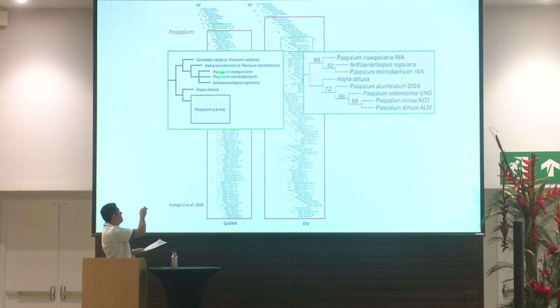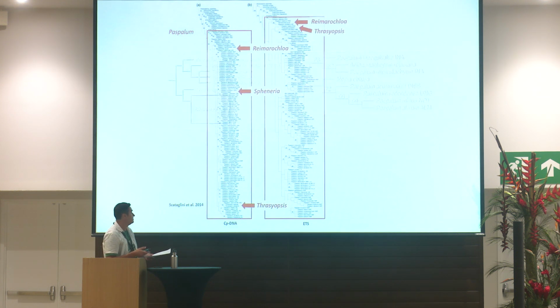Here again, Paspalum inaequivalve as well as Paspalum microstachyon were recovered outside the Paspalum clade, close to Anthaenantiopsis, Achia, and Osvaldoa in plastid DNA, but the ETS tree showed this clade within the Paspalum clade. So, an incongruence between plastid and nuclear data. And again, small genera were recovered within Paspalum, so Thrasyopsis, once again, already combined at that time. And also Spheneria, a very curious genus with clavate spikelets, and Rhytidachne, also within Paspalum. So both were combined to make Paspalum monophyletic.